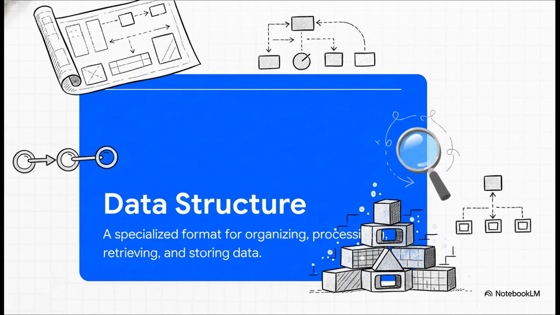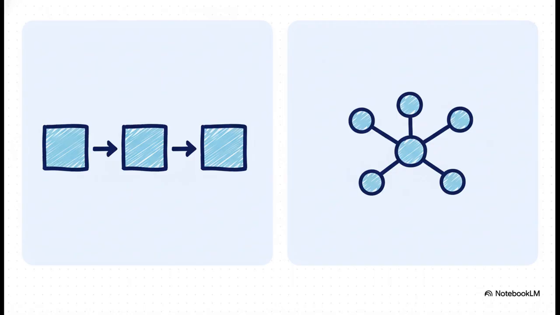And for a developer, this is one of the most critical choices you can make. The right structure makes an app feel snappy and fast. The wrong one, oh boy, it can grind that same app to a screeching halt. It's literally the foundation of all software. And really, all of these blueprints fall into two main camps.